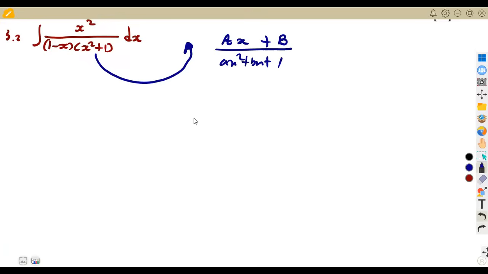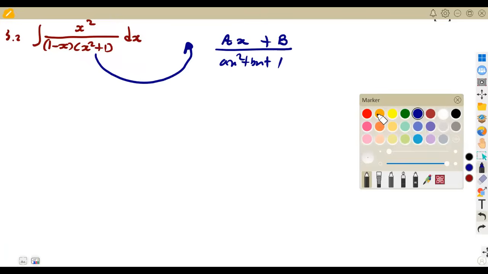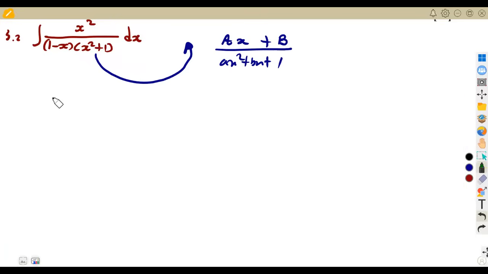Remember the format. So if I let x squared over 1 minus x into the bracket of x squared plus 1 be equal to A over the first bracket. It's a linear term, a linear bracket, that one.